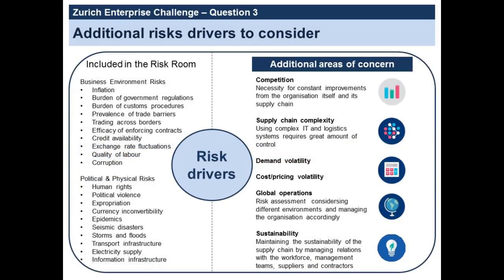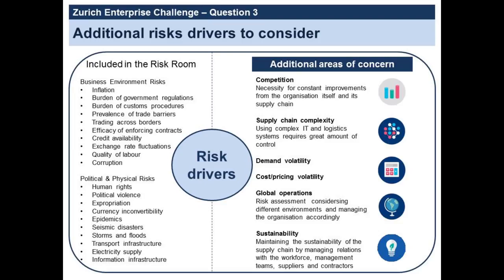Specific risks or additional areas of concern for RoboCanada to consider when setting up a new assembly and distribution hub range from internal organizational risks to risks relating to the competitive environment in the industry as well. For example, the risk of competition, which is interconnected with the risk of demand volatility and cost pricing volatility. Changes in any of those can substantially affect the whole supply chain and lead to increased costs through, for example, increasing inventories.